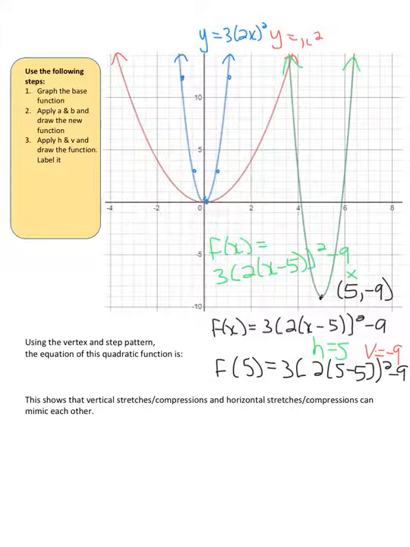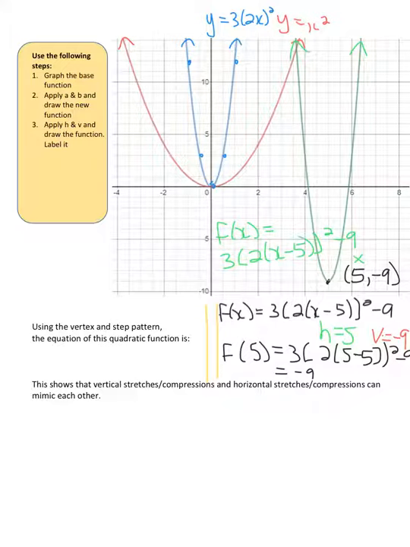And now we're going to simplify that. So 5 minus 5 is 0, times 2 is 0, square 0 is 0, multiplied by 3 is 0, and then you subtract 9. So we do get -9. And that will work for any value of x you choose on your final graph. If you put in the x value, you should get the correct y value.